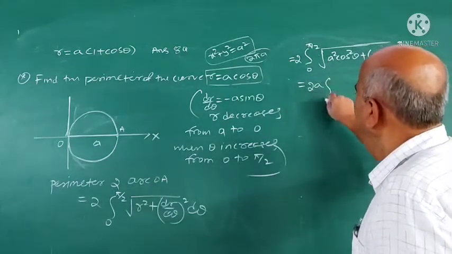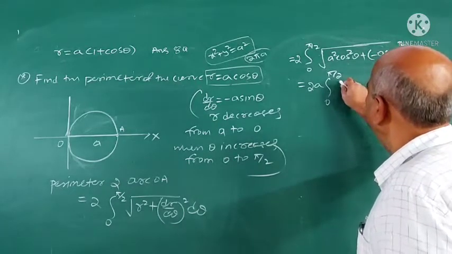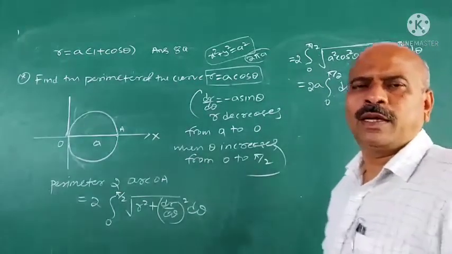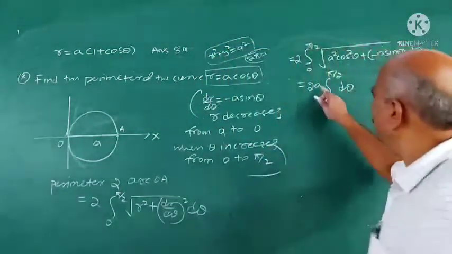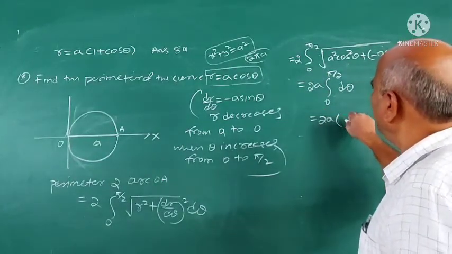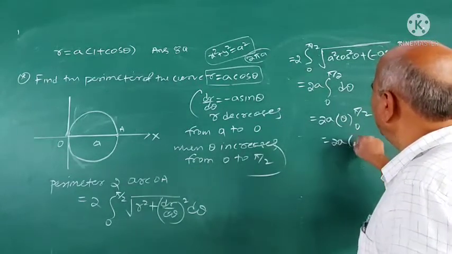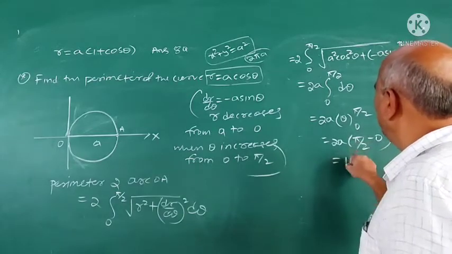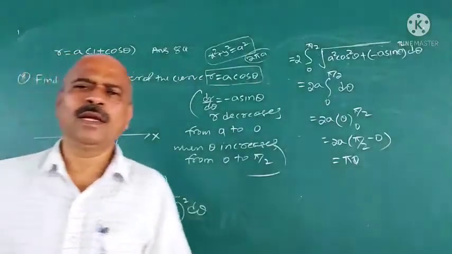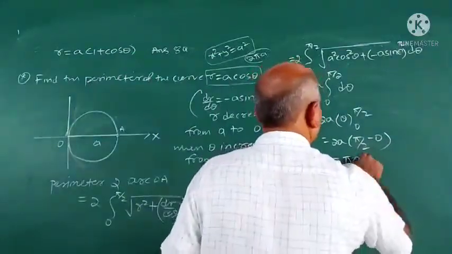So 2a integral from 0 to pi by 2 of square root of cos square theta plus sin square theta, d theta. Cos square plus sin square is 1. a square into 1, root of a square into 1 is root a square, which is a, d theta. 2a theta from 0 to pi by 2. 2a into pi by 2 minus 0. So pi into a. So what is the length of the curve here? Length of the curve is pi into a.